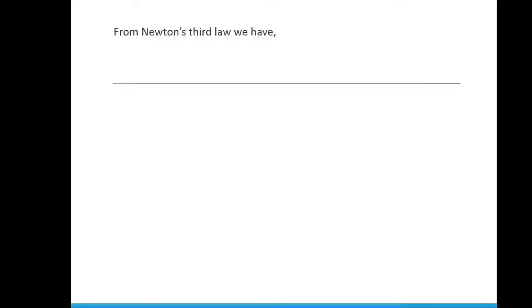So from Newton's third law, what does Newton's third law say? It says that every action has an equal and opposite reaction. So if body A is exerting force F1 on body B, then body B will also exert a force equal to F1, that is force F2, on body A. So that is the reaction force. Mathematically, it can be written as F1 is equal to minus F2. Here minus shows that F2 is acting in the opposite direction of F1.